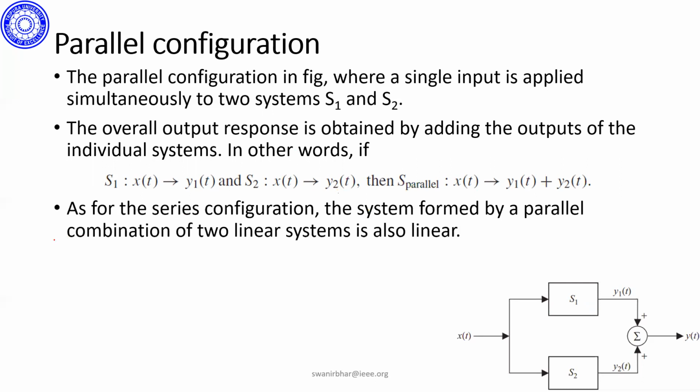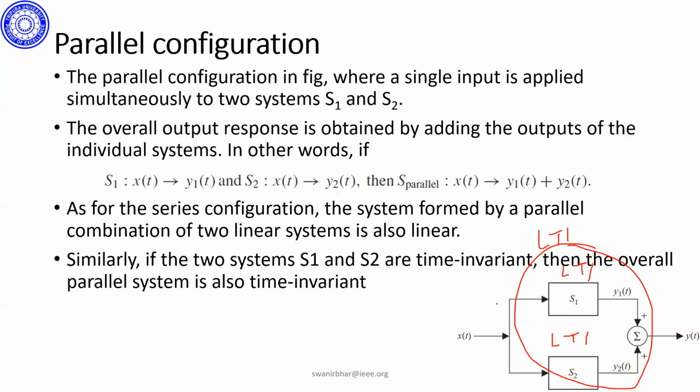So as with series combination, the system formed by parallel combination of two systems is also linear. So if S1 and S2 are linear and time invariant, say this is LTI and this is LTI, then the whole system is LTI. Okay. So if they are time invariant, the same thing happens. So if both are linear and time invariant, the whole system is LTI.